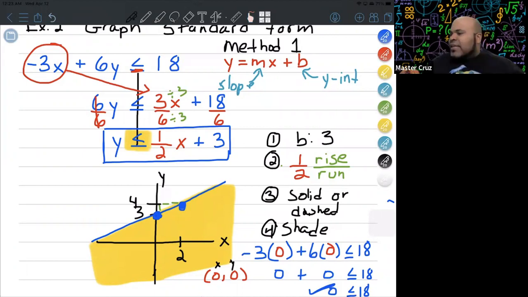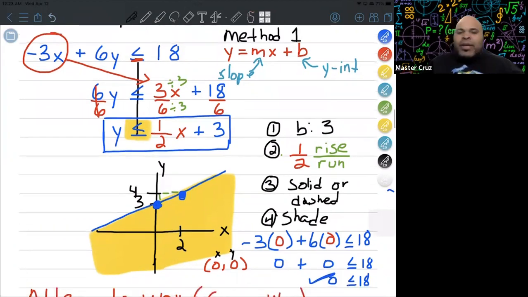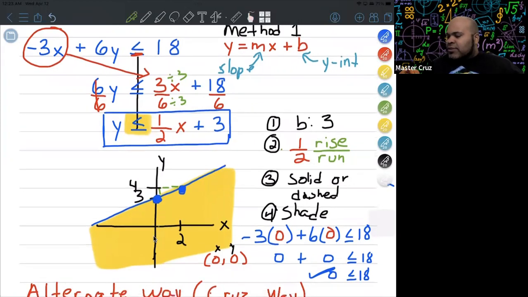And then the 18 stays alone. And then you ask yourself, is this a true statement? Is 0 less than or equal to 18? Remember that someone said that this is like an alligator and it eats the bigger number, or like Pac-Man, right? And it eats the bigger number. So this is true. 18 is greater than 0. 0 is less than 18. So this point 0, 0 has to be in the solution area. And it actually is, because 0, 0 is the origin, and it is in the solution region.